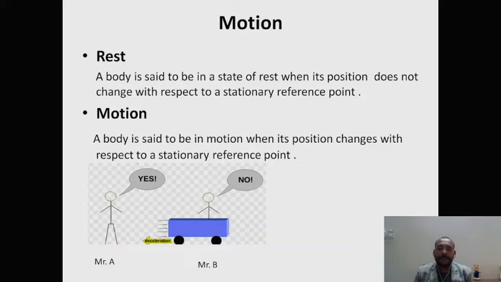Why? Look at this example. Mr. A is on the ground and Mr. B is on a moving cart. With respect to Mr. A, Mr. B and the cart both are in motion, but with respect to Mr. B, the cart is at rest. Hence, to get a clear understanding of states, we have to choose a stationary reference point.